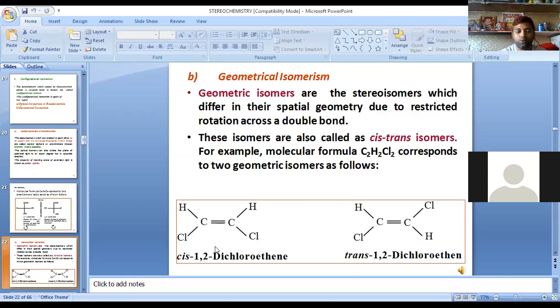In the first one, the chlorine atoms are present on the same side, and the hydrogen atoms are present on the same side across the double bond. Because of this, it is cis 1,2-dichloroethane. In the other molecule, the chlorine atoms are present across the double bond. That is why it is trans 1,2-dichloroethane. Understood?